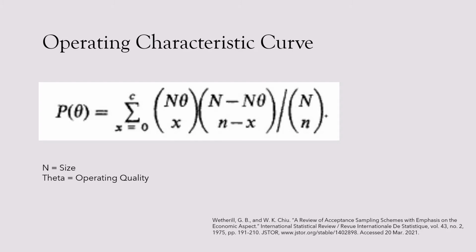That's more of a conceptual basis, but here we have a statistical foundation. In a study done by G.B. Weatherall and W.K. Chu, they outlined the statistical foundation using the operating characteristic curve. The equation takes a batch with size n and operating quality of theta and tells us the probability that the consumer will accept it based on their risk point.